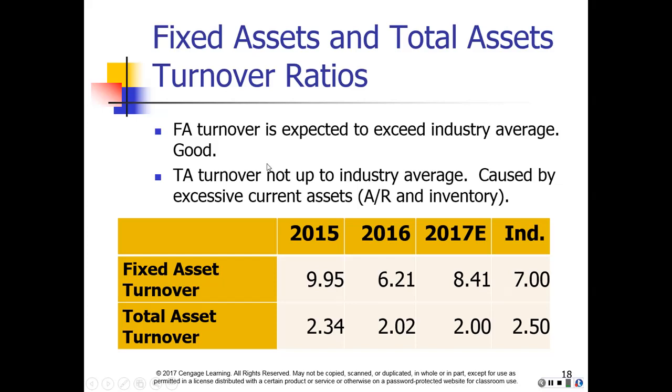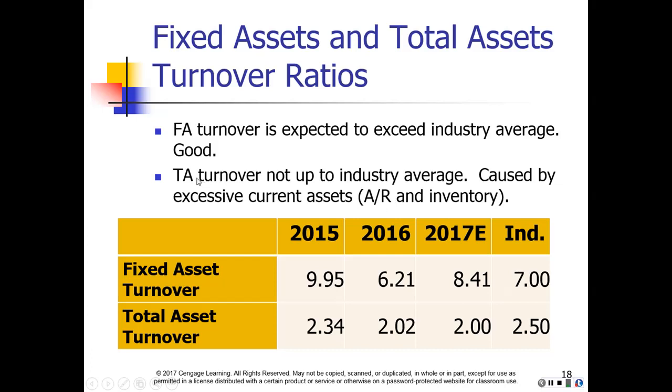So fixed asset turnover is expected to exceed the industry average, but not total asset turnover. Total assets turnover actually is below the industry average of 2.5, right? It's been falling, it's going to fall again. So why is it? What's the difference between fixed assets and total assets? Here are your culprits: accounts receivables and inventory, right?